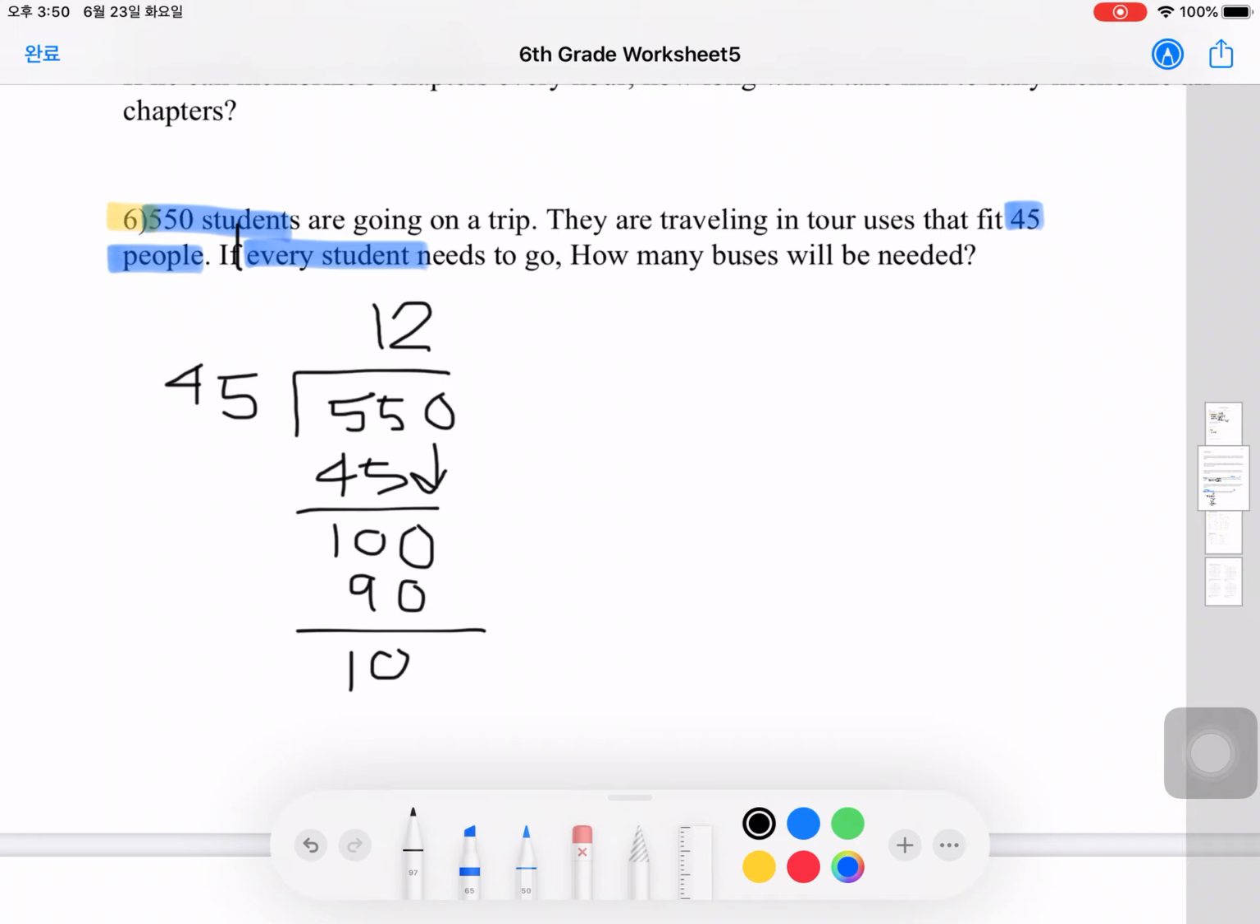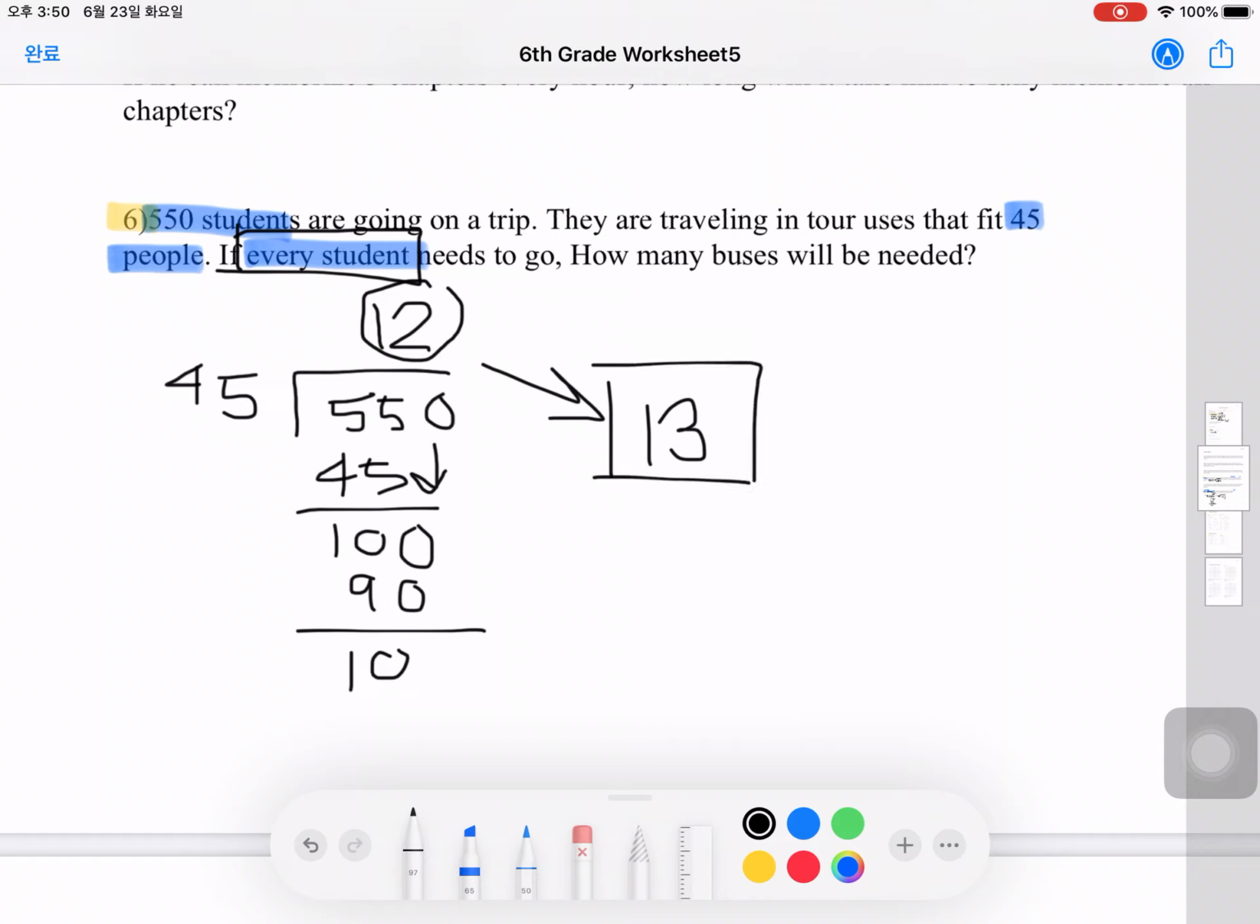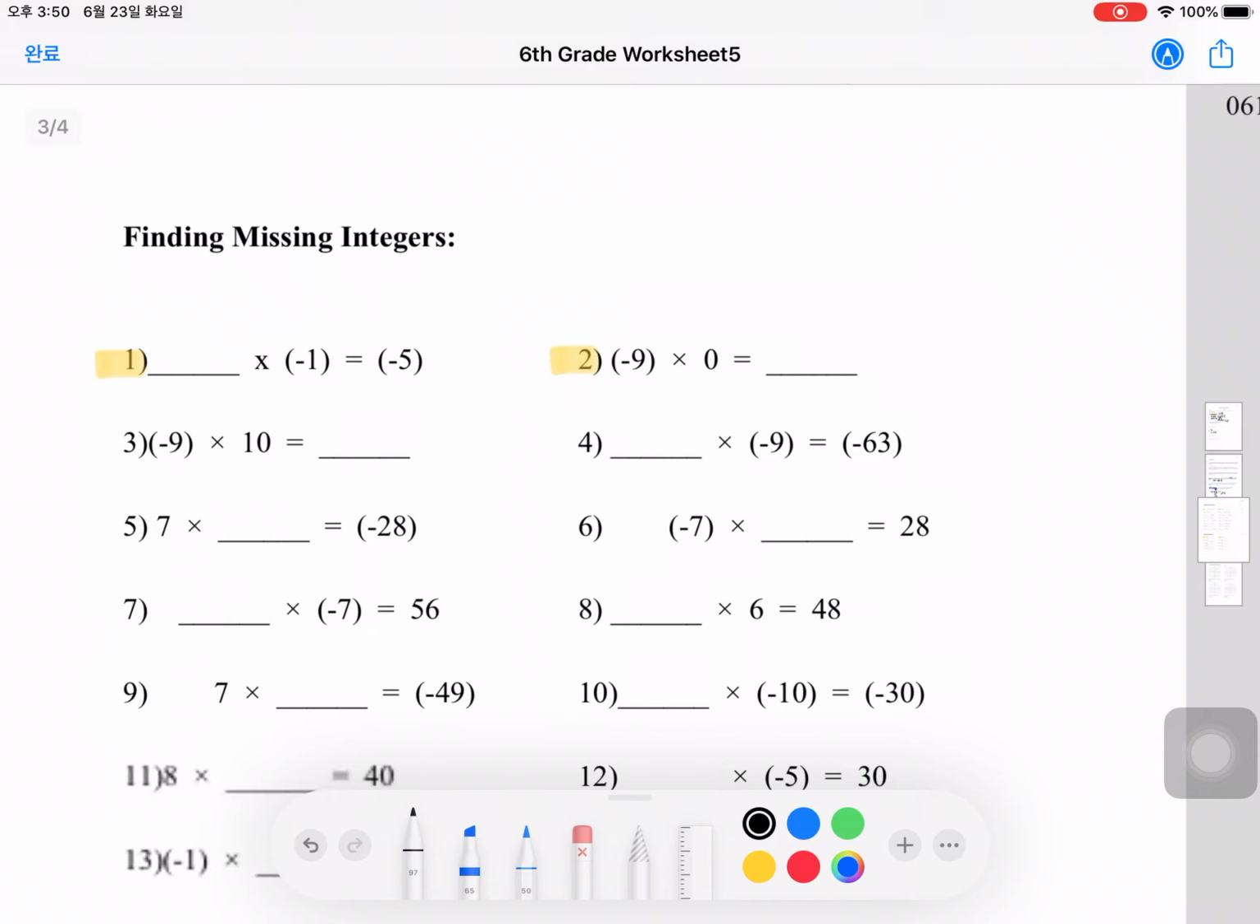But since it says every student needs to go, we can't have 10 students left over. So instead of these 12 buses, we're going to have 13 buses in total: 12 buses with 45 students in each, and one bus with just the remainder, 10 students in it. Try the rest on your own, and let's go on to the next section, which is finding the missing integer.